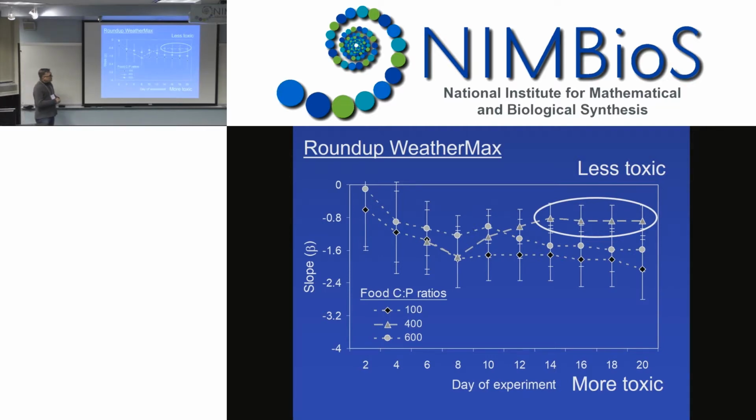A little less clear. I don't know why we didn't have other higher C:P ratios, but probably because of the amount of work involved in keeping the animals alive for all of this. We see a similar sort of thing where the highest toxicity in terms of survival is for the phosphorus-rich food, with the bottom line, and reducing phosphorus in the food increases survival in the presence of Roundup. So this is, again, reduced toxicity in animals that are phosphorus stressed.